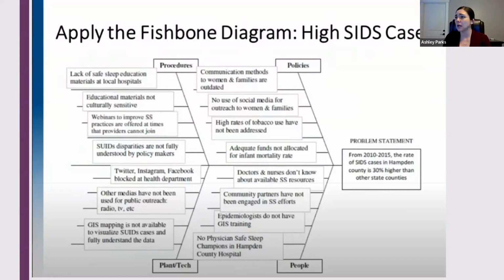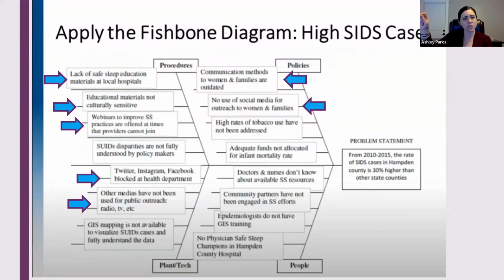And so they mapped out everything they thought could contribute. Things like communication methods were outdated, so nobody was talking to the families. No social media outreach to let them know that this is a risk and how to make sure they lay their baby in a certain way and watch them in a certain way. None of that education was available in this county. So these are all potential factors. We list them out, and then we go in and circle or put arrows next to the factors that we're pretty sure are issues. Things like lack of safe sleep education.